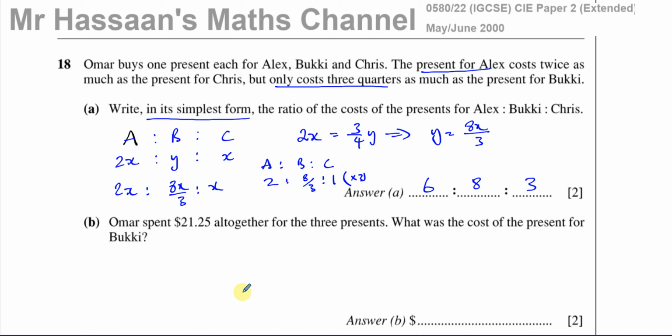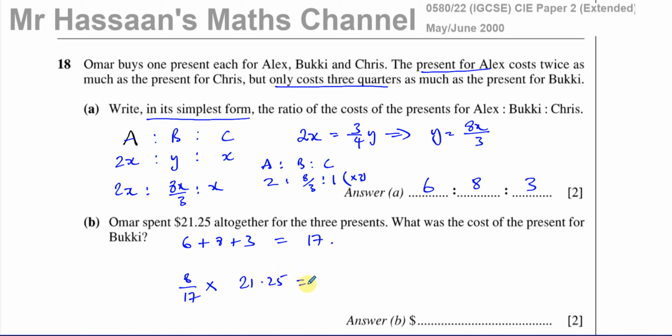Then part B is kind of a standard type of question. Umar spent $21.25 altogether on the 3 presents. What was the cost of the present for Bookie? So we can see how many parts there are altogether. You have 6 plus 8 plus 3. That's going to be 17. And Bookie's present is 8 parts out of the 17. So 8 over 17 times the total cost, 21.25.